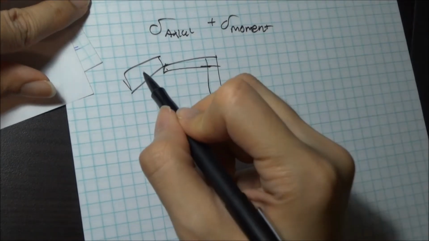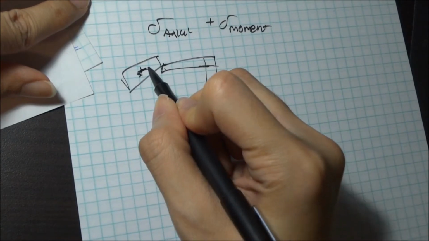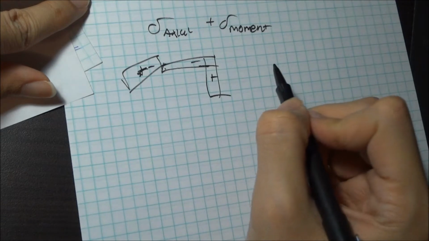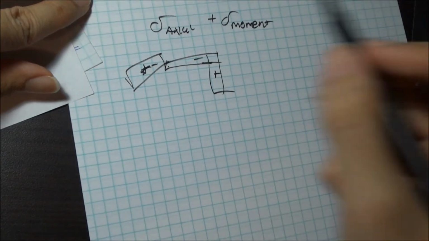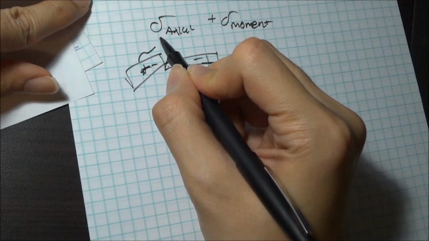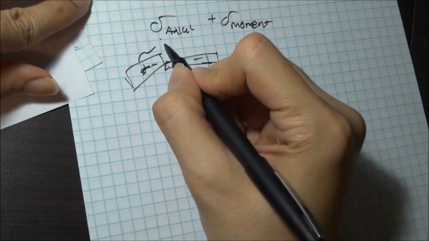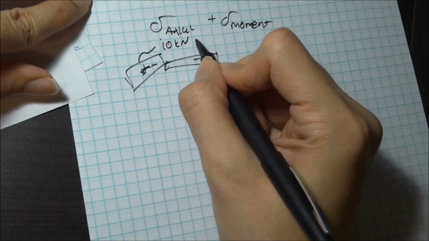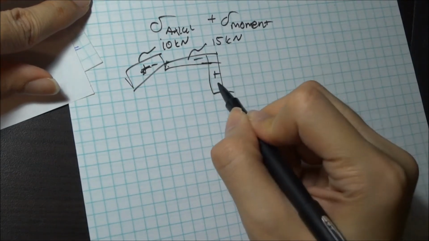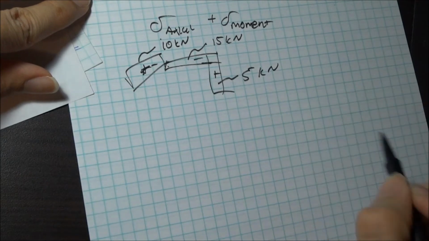But let's say, for example, that this was in compression, and let's say this was in tension. I would get values here. So I would get some value for this. Let's say this was like 10 kilonewtons or something. And let's say this one was like 15 kilonewtons or something. And this one was like 5 kilonewtons.